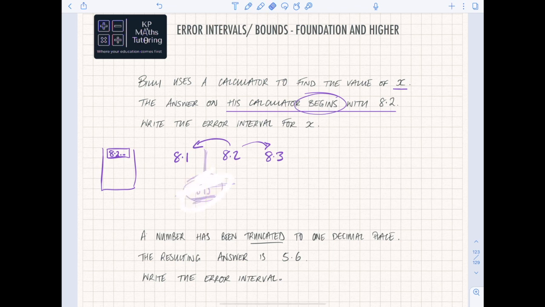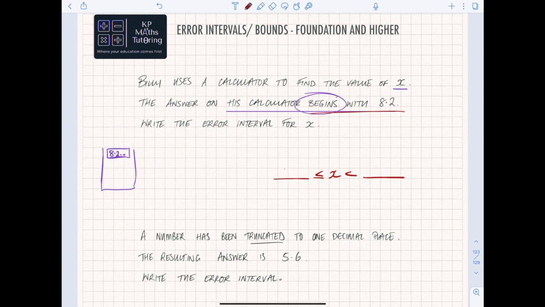So this process here is slightly different if you see it to do with a calculator and it begins with a digit. What you now do is you still have your x less than or equal to and less than, but this time your lower bound will be whatever that is there. And the reason is because it has to be the lowest value. 8.20, effectively you could call it, 8.20 is the absolute lowest value it could be.